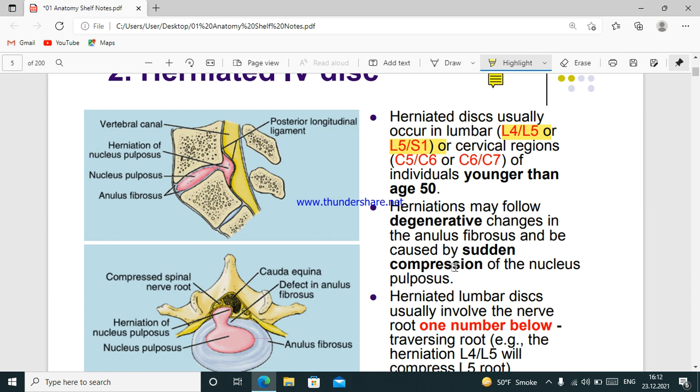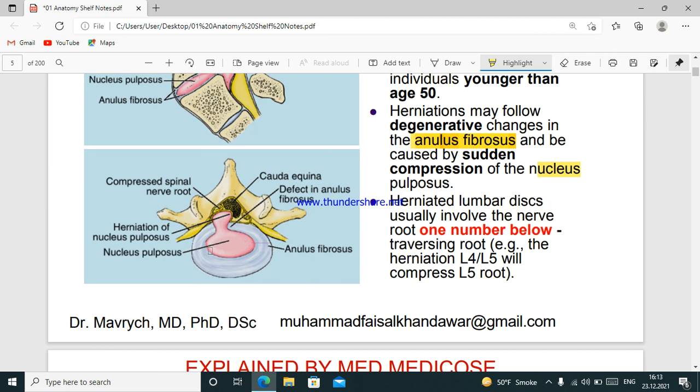And basically it is changes in the annulus fibrosus. And what is this annulus fibrosus? The annulus fibrosus is the tough covering layer of the nucleus pulposus. The nucleus pulposus is covered by the annulus fibrosus. If there is damage to the annulus fibrosus, the nucleus pulposus will be protruded posteriorly, due to which herniation may occur.